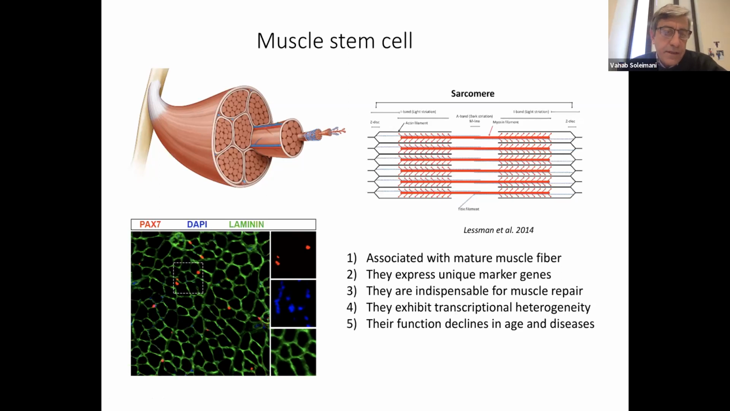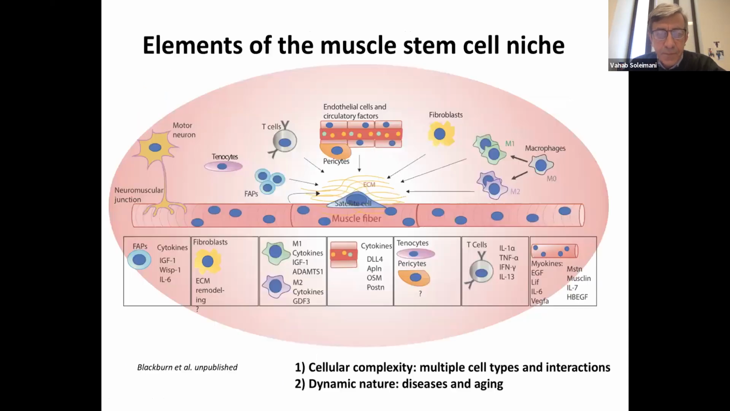Although these satellite cells or myogenic progenitor cells are absolutely critical, the base building blocks of the skeletal muscles, they do so in cooperation with a lot of non-myogenic cells that are present within the muscle tissue, and that's going to be entirely the focus of my talk today.